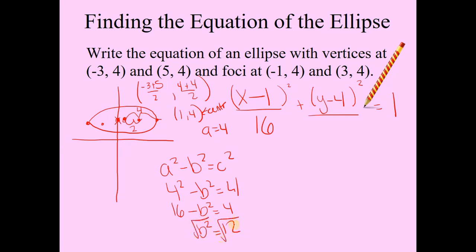So if I square root both sides, I get b equals 2 square root of 3, which is kind of close to 4, but just short. Well, b squared has to go underneath here, which would be 12. And that is the equation of my ellipse that locates that information. And that's the end of this video.